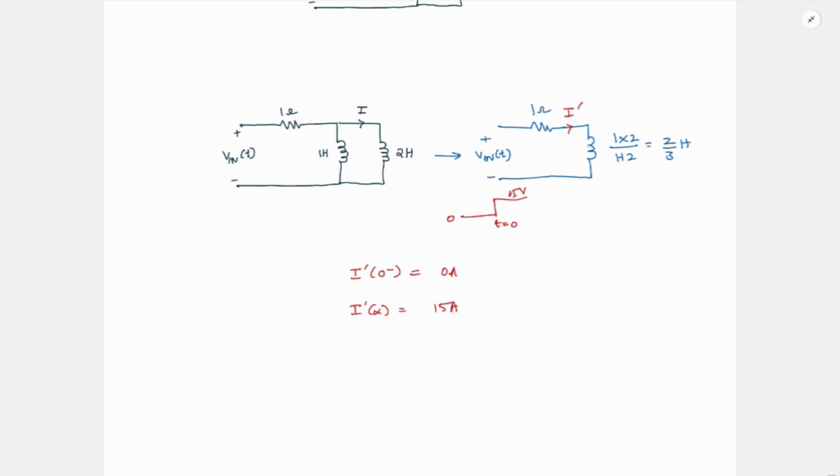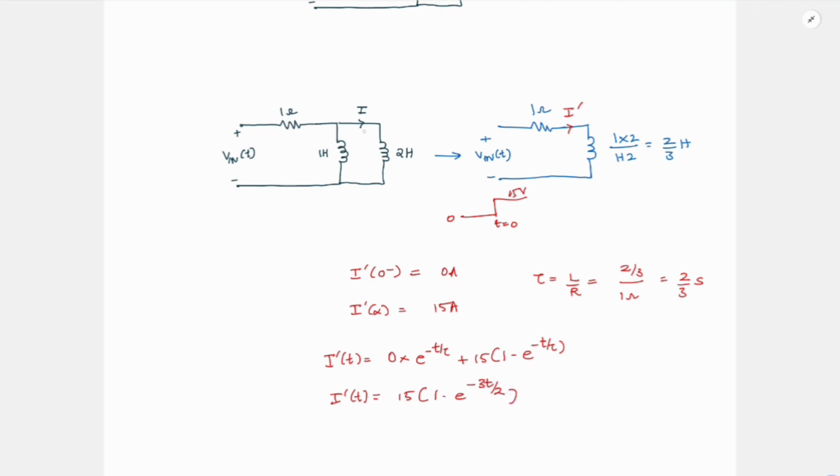And if you see, this is a single RL circuit. So the time constant is given by L by R. What is your L here? It is 2 by 3 and your R is 1 ohm, so the time constant is 2 by 3 seconds. So how will your I dash equation look? Initially it is 0 and finally it is 15. So 0 into e power minus t by tau plus 15 into 1 minus e power minus t by tau. So I dash of t is 15 into 1 minus e power minus 3t by 2.